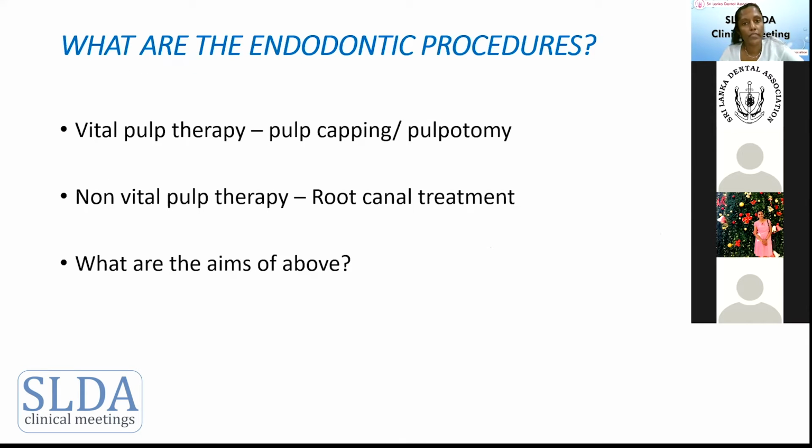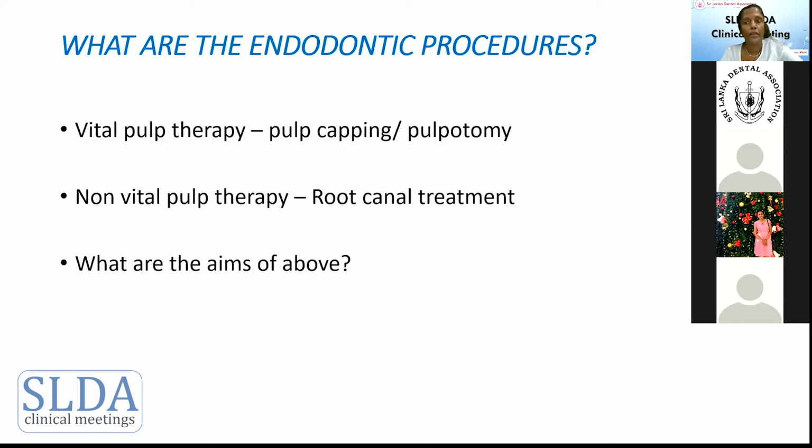So what are the endodontic procedures? As you all know, there are two main types: vital pulp therapy procedures such as pulp capping, which can be direct or indirect, and pulpotome procedures, as well as the second one, non-vital pulp therapy, that is the root canal treatment. So what are the aims of the above treatments? Basically, again, as I mentioned earlier, vital pulp therapy procedures are aimed at preserving the vitality of the tooth and keeping the tooth in a non-pathological condition in the dental arch.